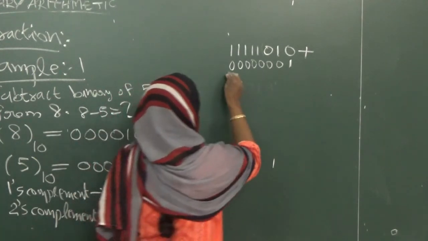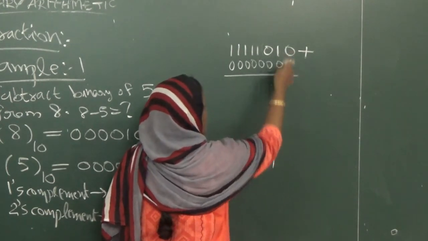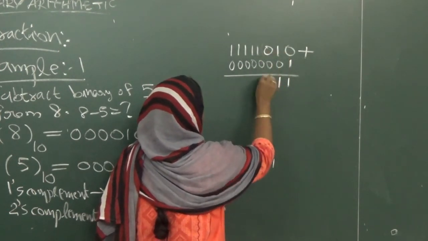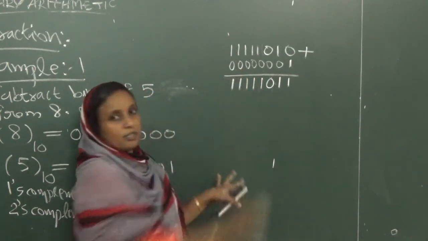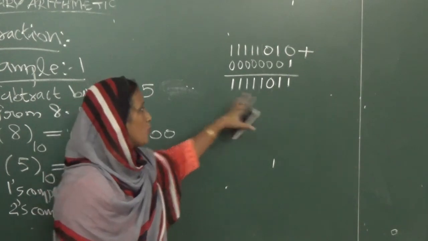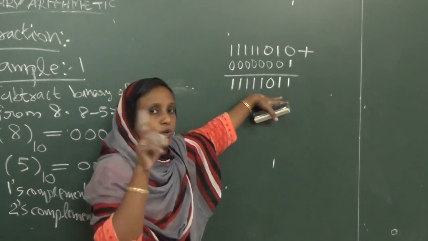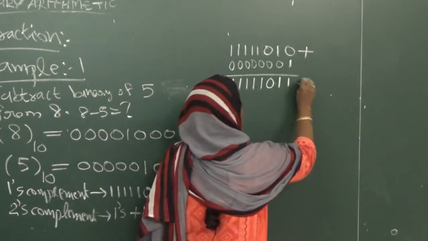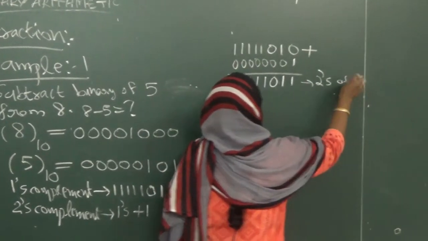Okay? Now adding these two gives you 0 plus 1, 1; 1 plus 0, 1; 0 plus 0, 0; 1 plus 0, 1; 1 plus 0, 1; 1 plus 0, 1; 1 plus 0, 1. Okay? There is no extra bit or no lost carry here. You will get a result like this. This is the 2's complement of 5.